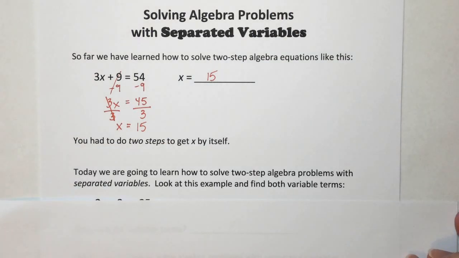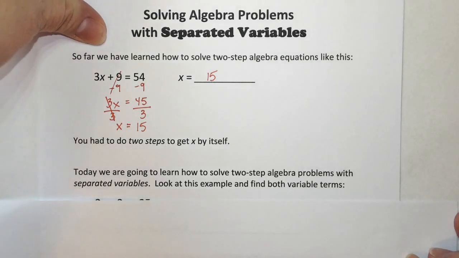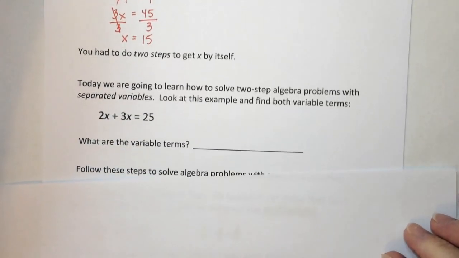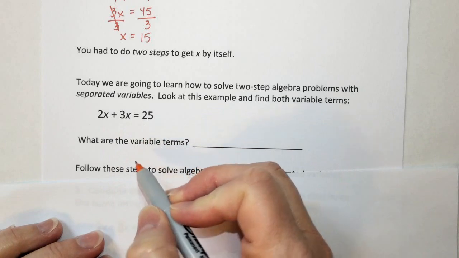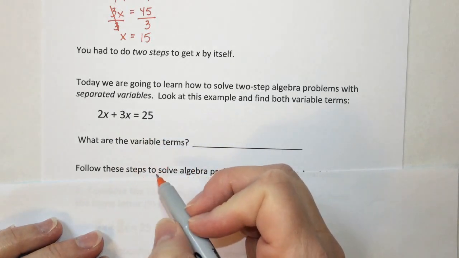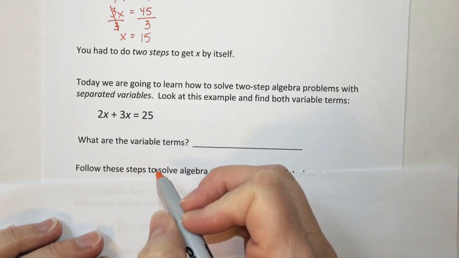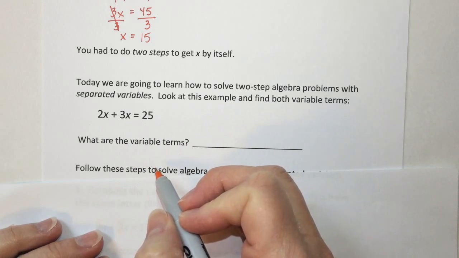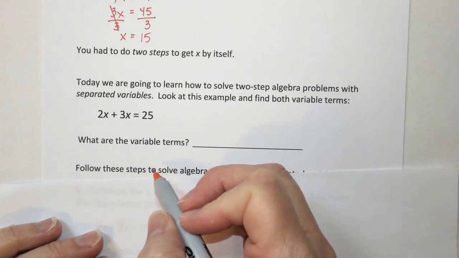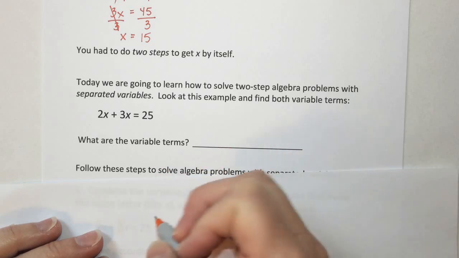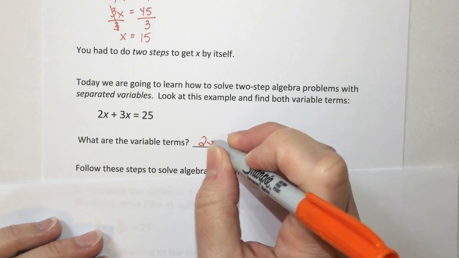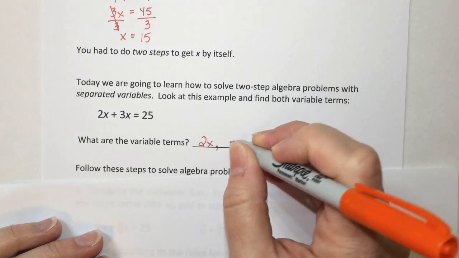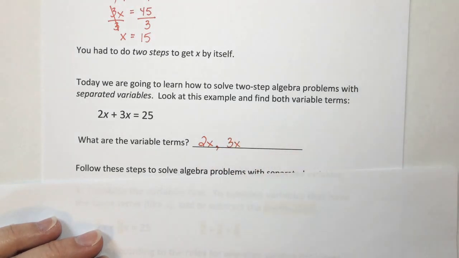Today, we're going to look at how to solve two-step algebra problems with separated variables. So look at this example and find both of the variable terms. 2x plus 3x equals 25. Aha, that should look a little bit different to you. What are the variable terms? Well, a variable is an unknown, which is usually represented by x, y, even z, n, anything like that. So I have one unknown term here, 2x, and I have another here, 3x.